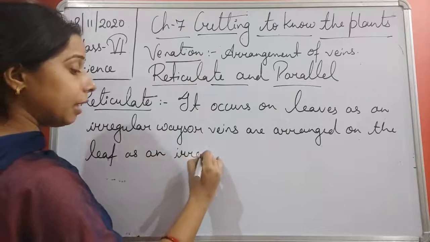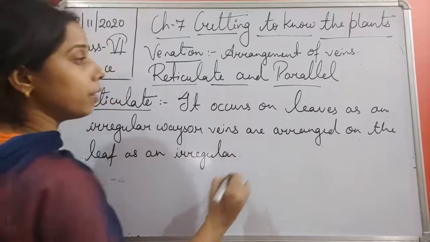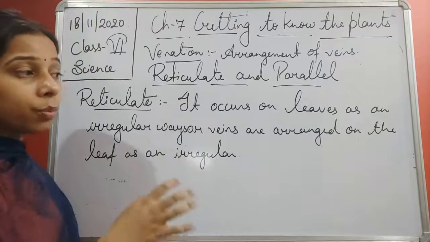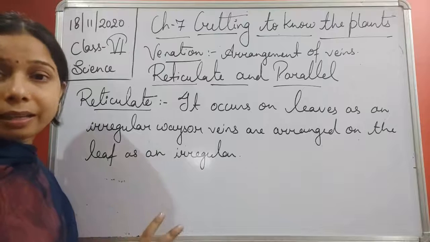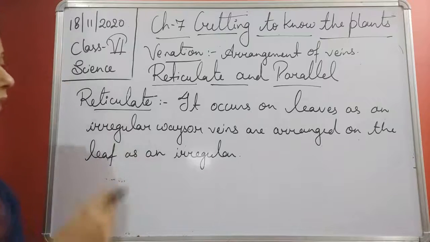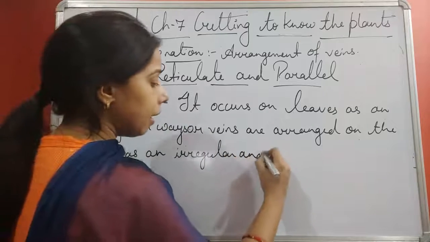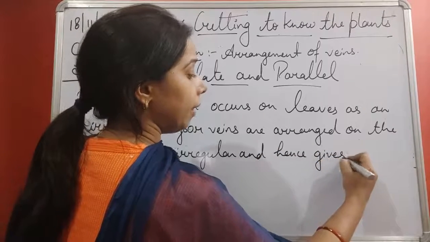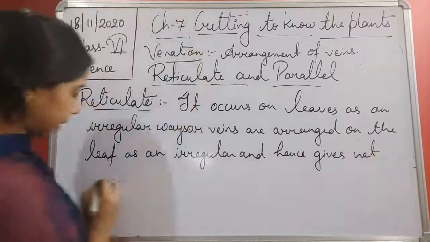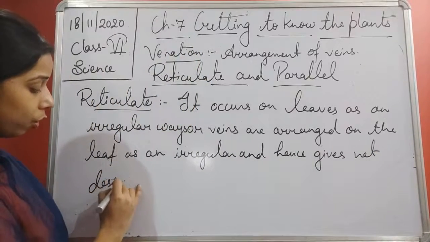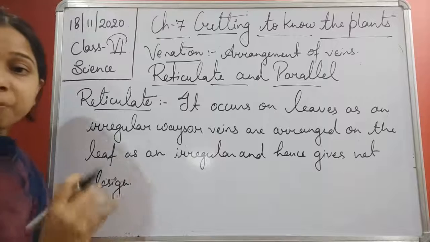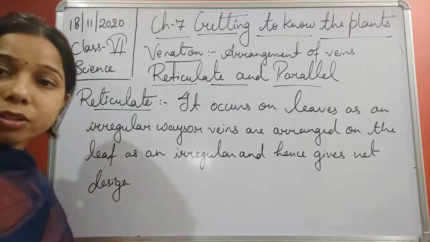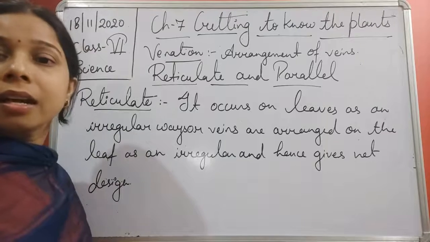Now, if it is arranged in an irregular manner, students, because of this manner it gives a net-like pattern. So we will say that it is irregular and hence gives a net design. When you look at a reticulate leaf, students, you will find a net-like pattern, or it shows a net-like design.